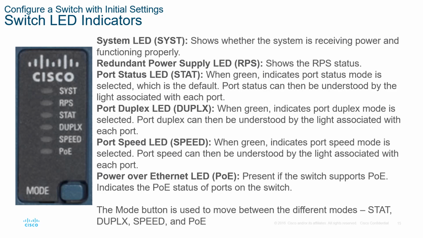Again, to change between the stat, duplex, speed, and PoE, you would hit the mode button on the bottom left-hand side of the switch. In this example, it's right here. That would be the mode button. And it will cycle between status, duplex, speed, and PoE. You'll have one of them selected at a time.